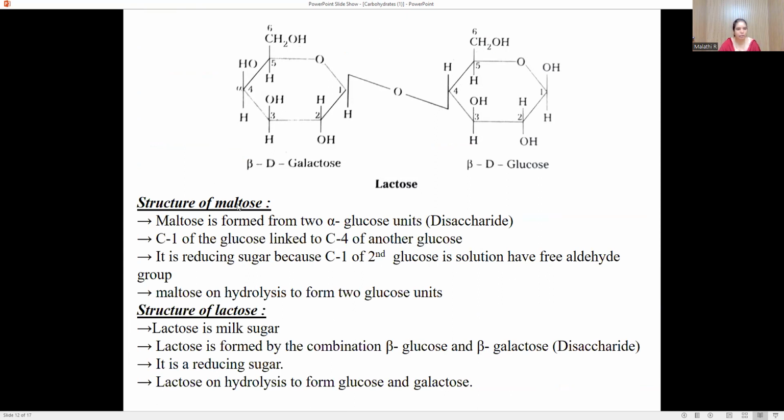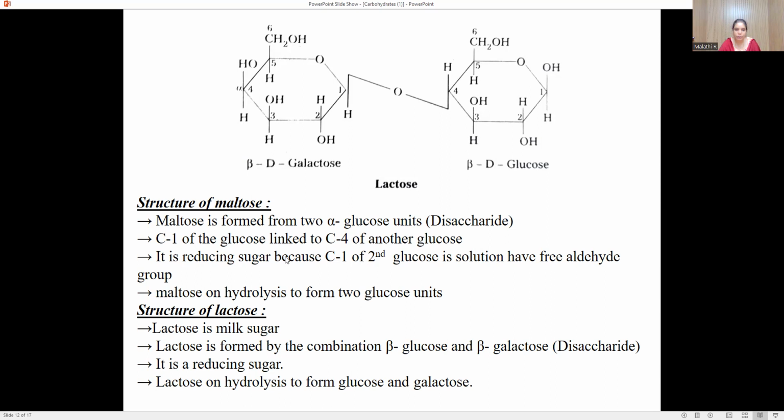If we take the structure of maltose, we already discussed that maltose has two glucose as its monosaccharides. Of course, it's a disaccharide, so two monosaccharides, glucose plus glucose. Here C1 of one glucose is linked to C4 of another glucose molecule to form a glycosidic linkage. So carbon 1 is linked with carbon 4 to form a glycosidic linkage, and this is a covalent linkage.